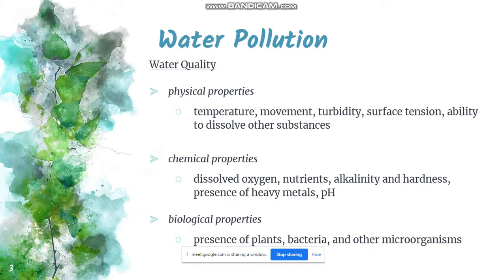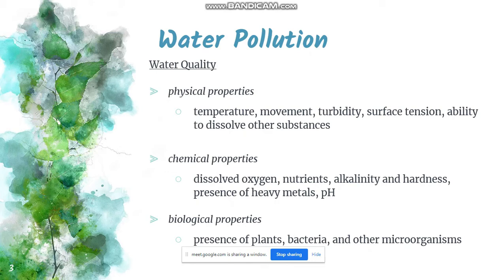Yung turbidity is yung clearness ng water, surface tension, how water molecules hold themselves together, and the ability to dissolve other substances. That is why water is considered as the universal solvent because it can dissolve almost all other substances.